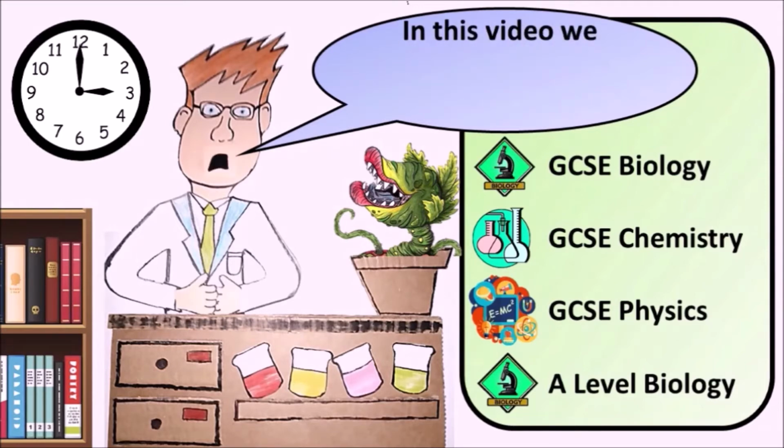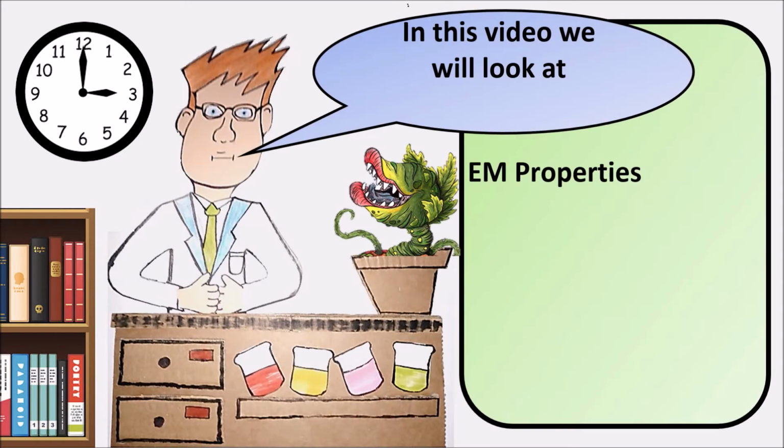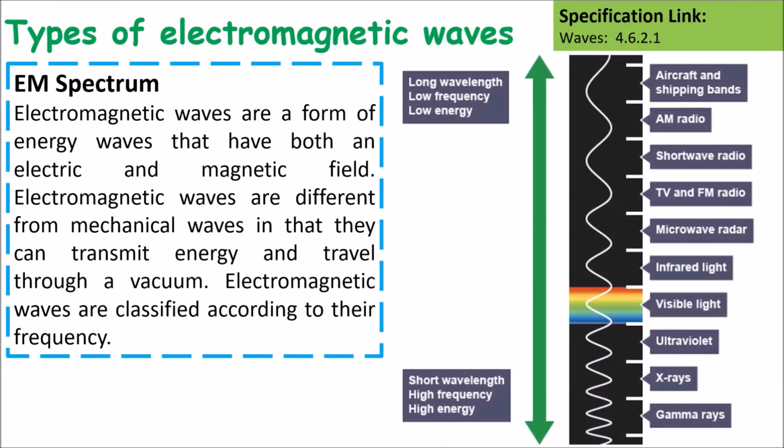In this video, we will look at electromagnetic properties and uses of EM. So electromagnetic waves are a form of energy waves that have both an electrical and a magnetic field. Electromagnetic waves are different from mechanical waves in that they transmit energy and travel through a vacuum.